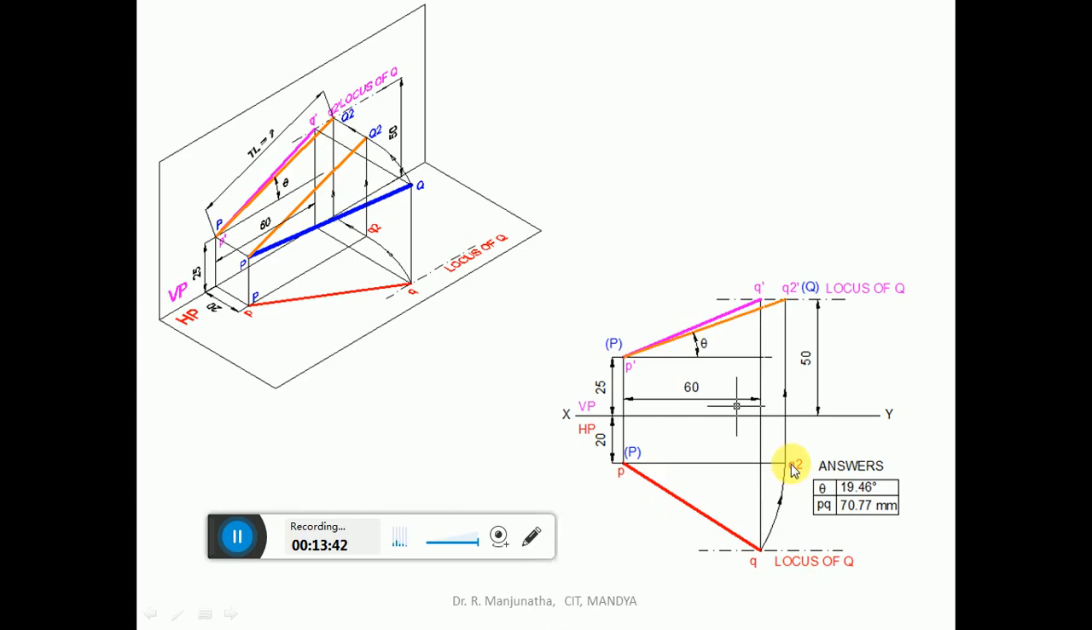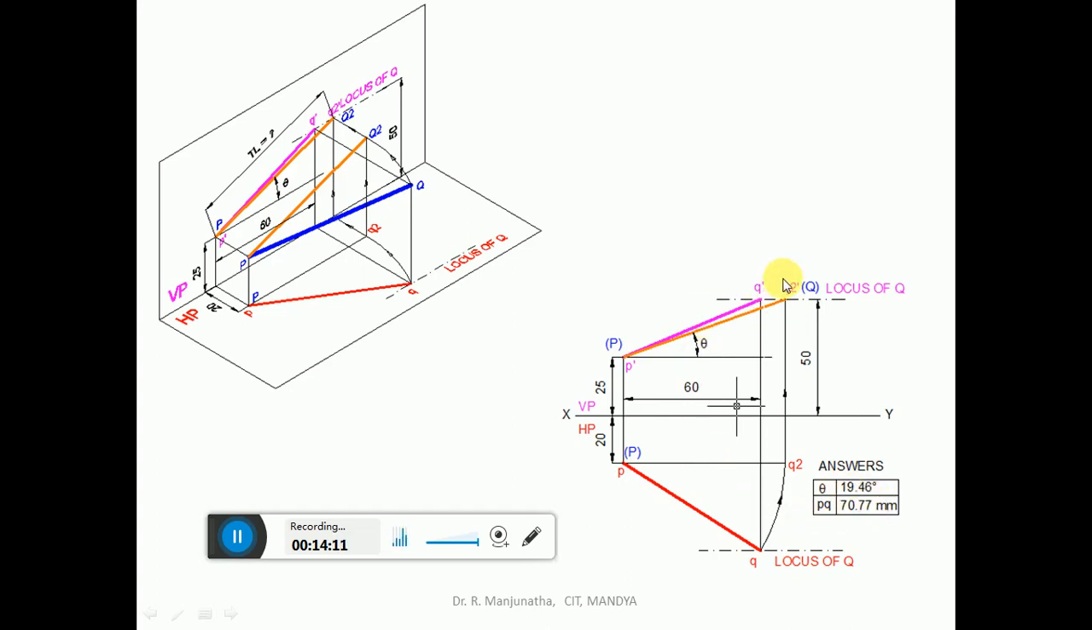Once you make PQ2 parallel to VP, when it is projected onto the front view, you will cut the locus of Q at this point. Since PQ2 is parallel to VP, you are getting the true length here. You mark this as capital Q and this as capital P, and then join this with a little bit darker line than the projector. So you will measure the angle theta, and you will also measure the top view line. So this is how we will be able to solve this problem.